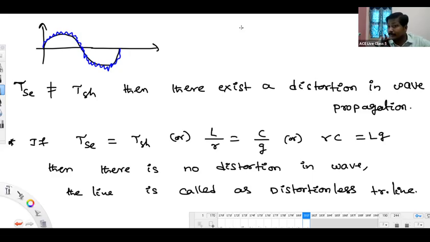All these things, whatever we are discussing here, we are discussing with respect to the practical transmission line only, not the lossless line. For the lossless line, how it is going to happen, we have to look for that.